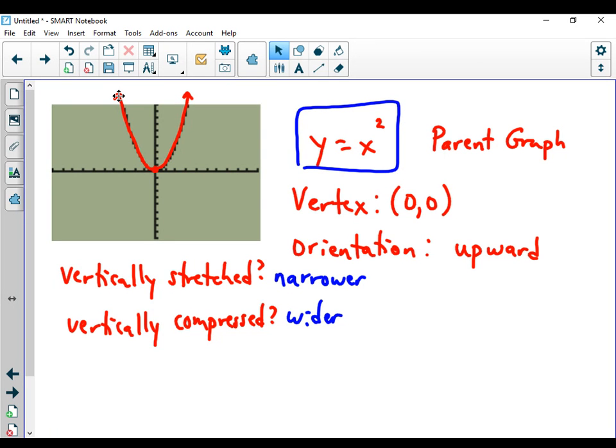Now, why is it making it narrower? If I think about my original graph, if I do x squared and then I multiply by 4, what used to be at (1, 1) is now at (1, 4). So it's increased at a faster rate. We used to have (-1, 1), now we're at (-1, 4). That's why it's making that graph thinner than what it was before. So if I have an a value bigger than 1, it's going to stretch it vertically.